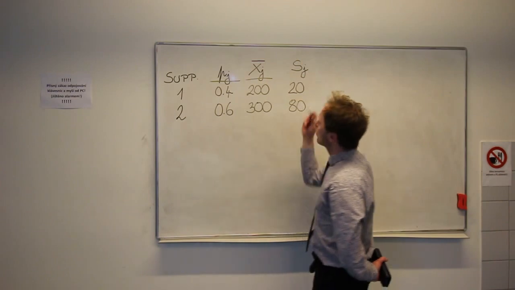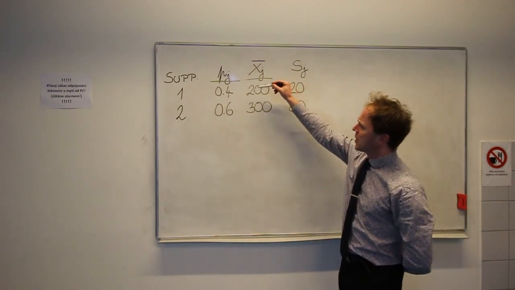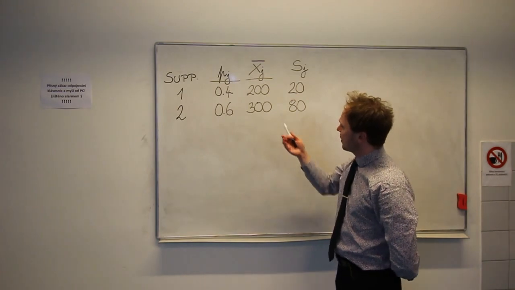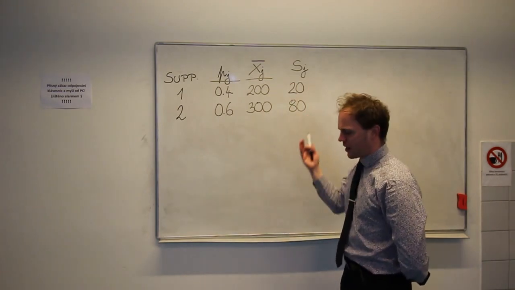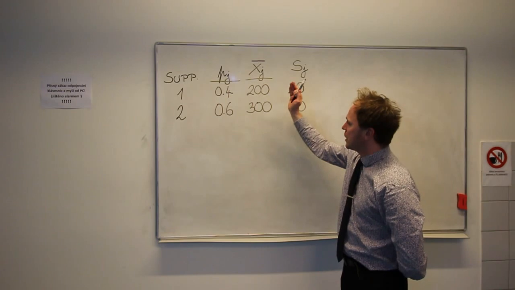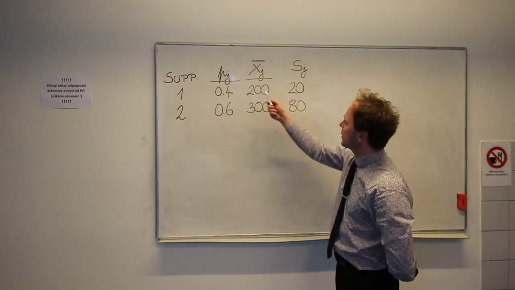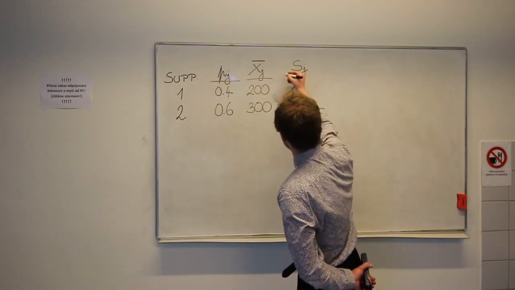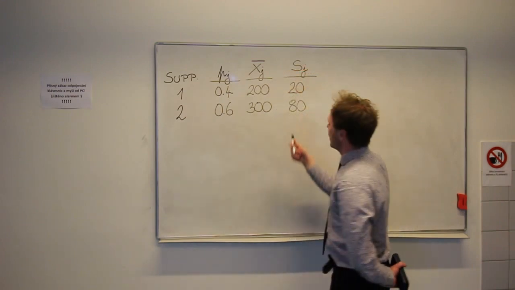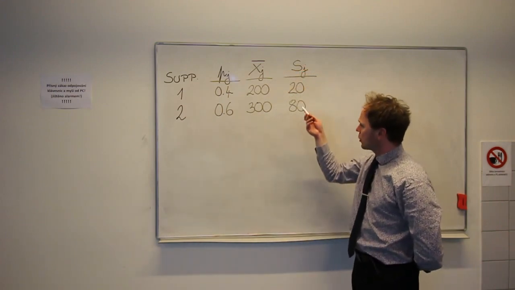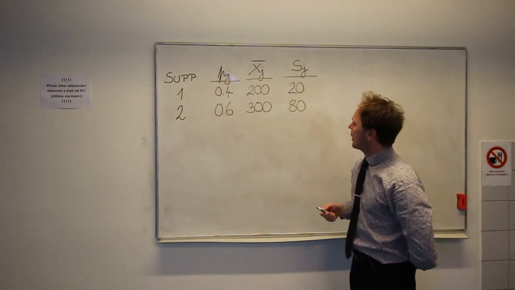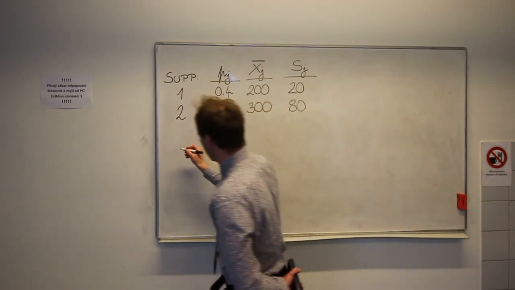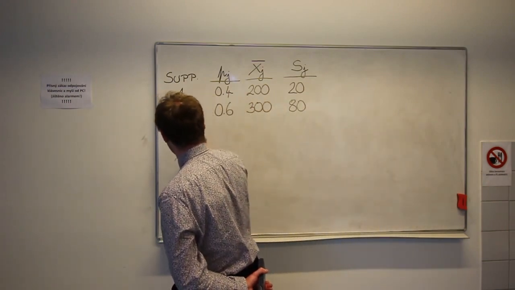Average amount of money: 200,000 is the average per standard delivery, 300,000. I omitted the zeros for simplification, but I know that interpretation is in thousands. And individual standard deviations, 20,000 and 80,000. So the total mean will be calculated again very easily.